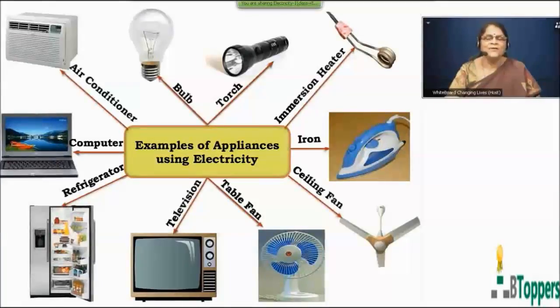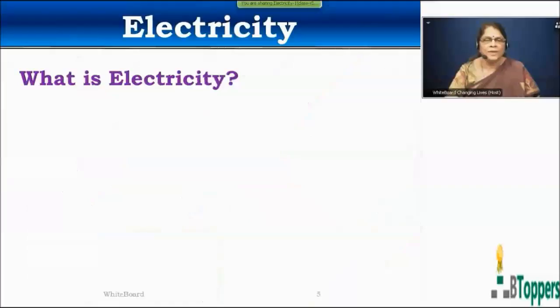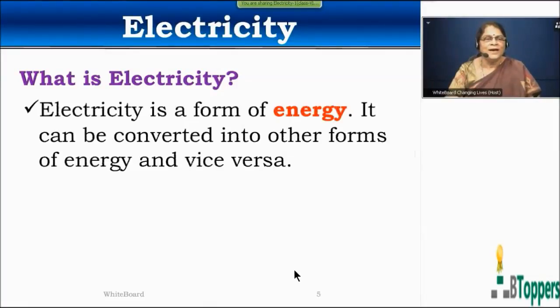Let us understand what is electricity now. What is electricity? Electricity is a form of energy. It can be converted into other forms of energy and vice versa. What do you mean by vice versa? The other forms of energy also can be converted into electrical energy.